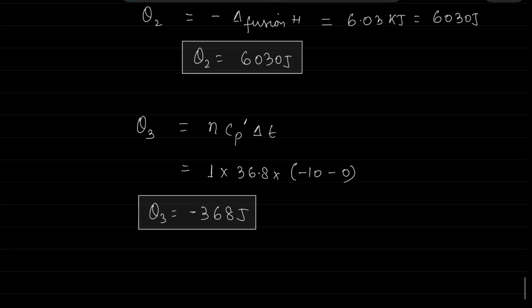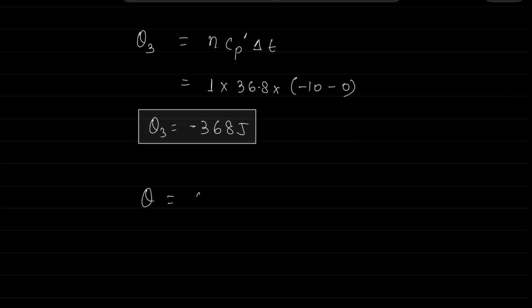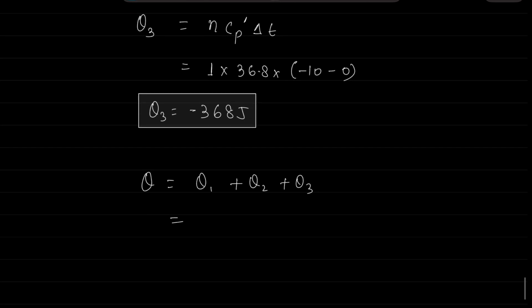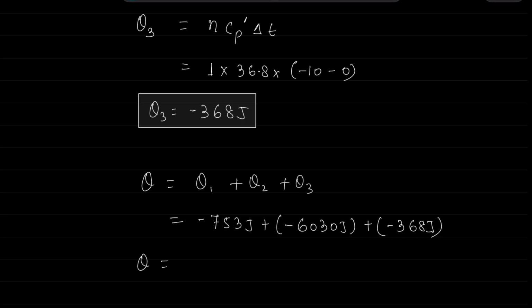Now we can add all of it. So Q is equal to Q1 plus Q2 plus Q3. Q1 value is minus 753 joule, plus Q2 is minus 6030 joule, and Q3 is minus 368 joule. If we add all of it, it will be equal to minus 7151 joule, or minus 7.15 kilojoule. So this is the answer of this question.